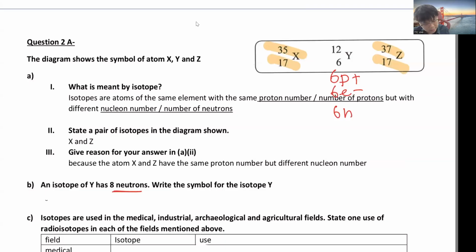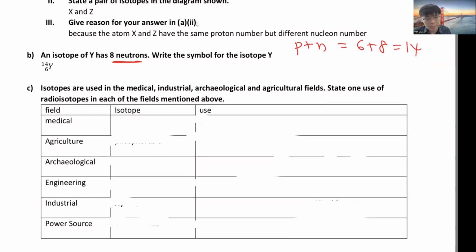So now they say another one has 8 neutrons. So what is the symbol? Because above is proton plus neutron, my proton plus neutron equals 6 plus 8, which becomes 14. So your element will have 14 as the nucleon number. 6 still will be the proton number. So this is the field that you mentioned.